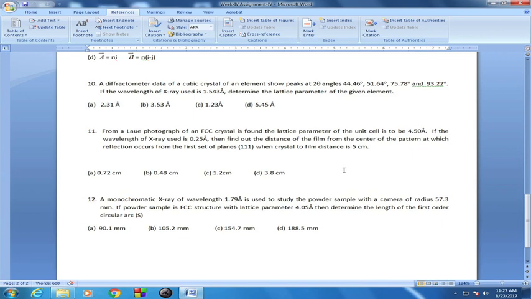Question 12: a monochromatic X-ray of wavelength 1.79 angstrom is used to study the powder diffraction of a powder sample with the camera radius 57.3 mm. The powder sample is FCC in structure with the given lattice parameter, and then determine the length of the first order circular arc. This means what?